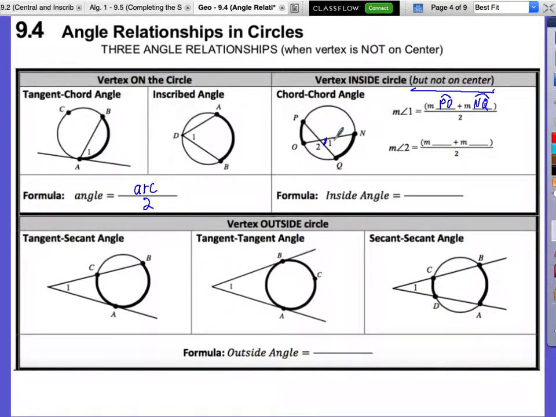Yes. But can OQ and PN be opposite arcs too? For the measure of angle 2 here, you would do its intercepted arc, which is arc OQ, and then the vertical angle's arc PN. So it's just adding its own arc and its vertical angle's arc and dividing by 2.